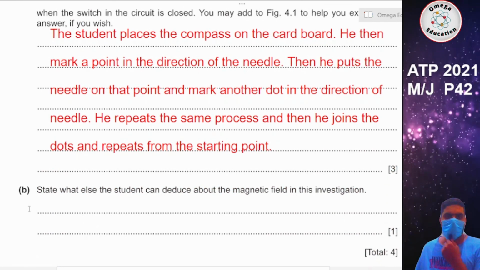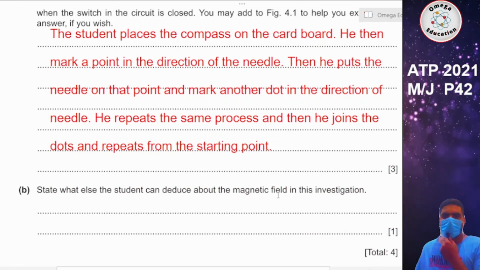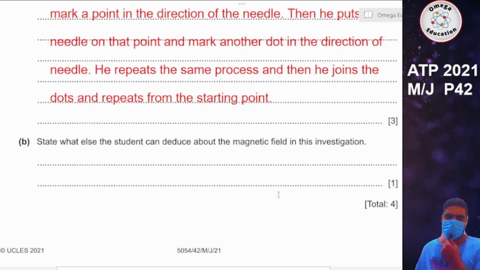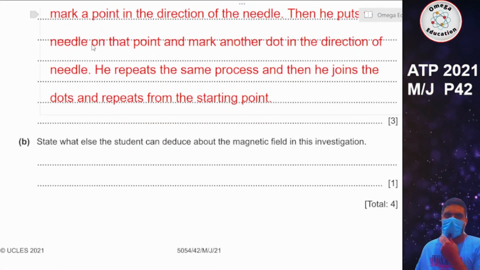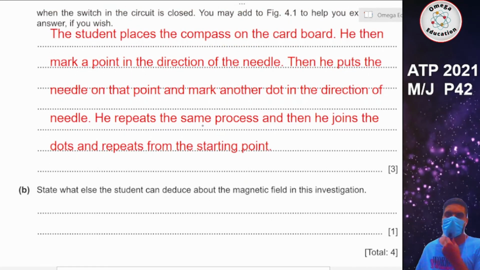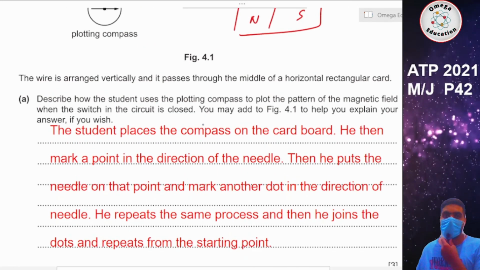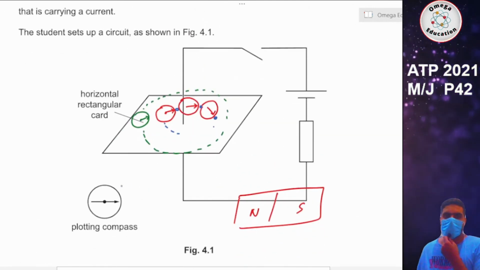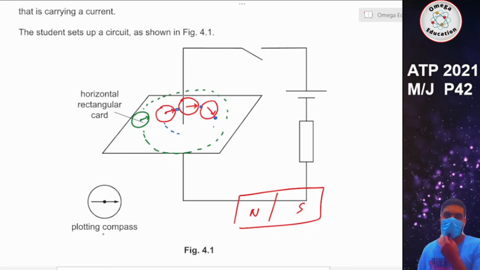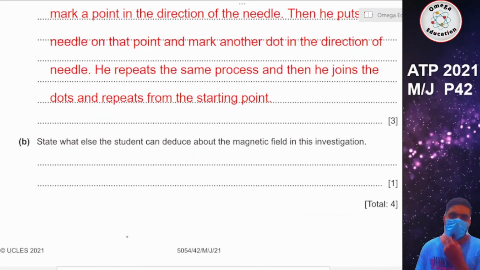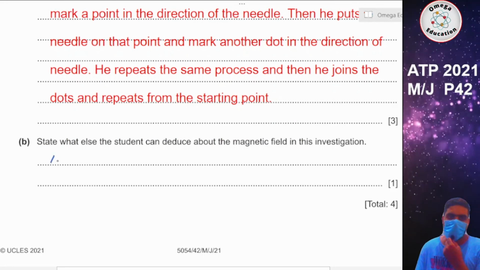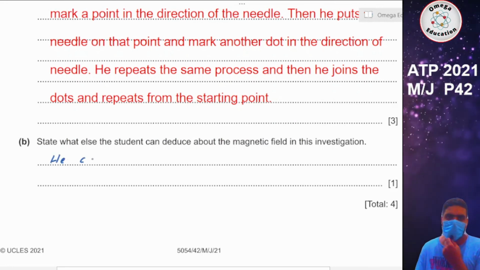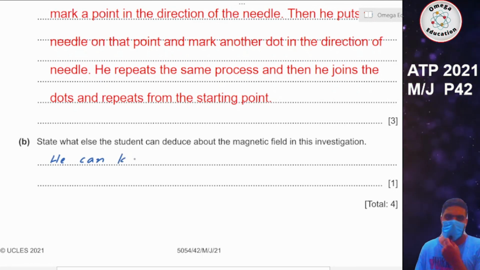Alright, the second part is: state what else the student can deduce about the magnetic field in this investigation. We will learn that the pattern of magnetic field gives us very important information. First of all, if we have the plotting compass, then the needle can also give us the direction of magnetic field. So we can write here, he can also know the direction of magnetic field as well.